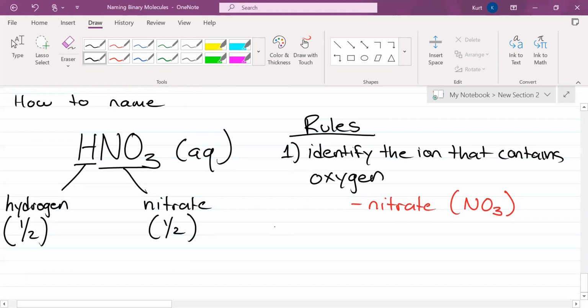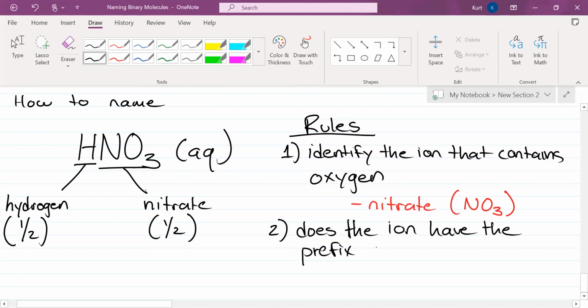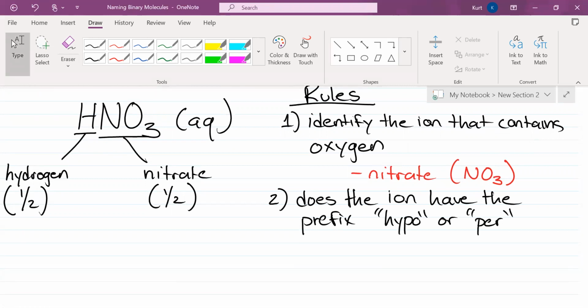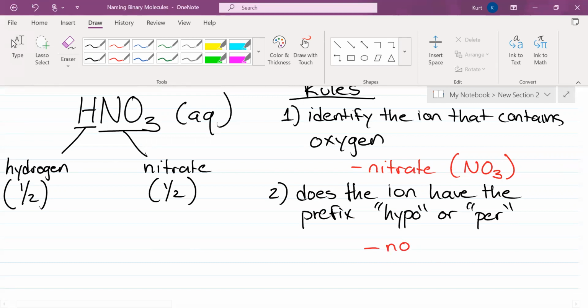Number two, does the ion have the prefix hypo or per in it? Now, there are some polyatomic ions that have hypo or per. Does nitrate have either? No, it doesn't. So move on. You don't need to worry about it. We'll do examples where you do.